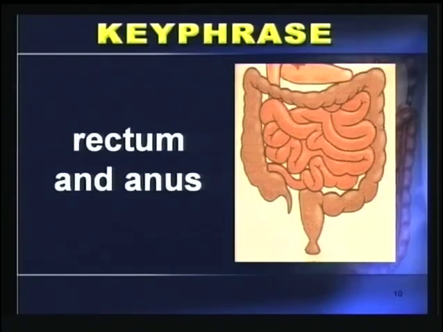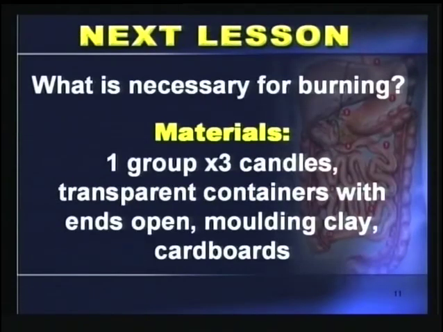Okay, rectum and anus. Our next lesson is going to be on what is necessary for burning. Listen carefully, the materials for you to bring for each group: 3 candles, transparent containers. Those containers can be like H2O or Mount Franklin containers, 1 liter, big containers, and you must have both ends of those containers open. So you must cut open the bottom part of it so both ends are open. Molding clay can be plasticine or clay, and cardboards.